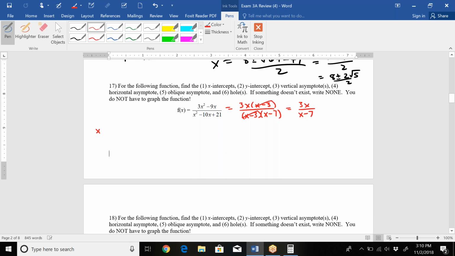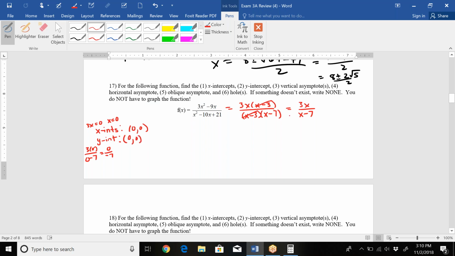Okay, so let's talk about x-intercepts. That's the first thing they want. The x-intercepts come from the numerator after you've reduced. So you set the part that's still got an x to it equal to 0, and that tells you your x-intercept. So that would just be 0. So we have an x-intercept at 0, 0. The y-intercept you find by plugging 0 either into the original or you can plug it into here. So 3 times 0 over 0 minus 7 is 0 over negative 7, which makes sense that it's going to be 0, 0 because that was also the x-intercept.